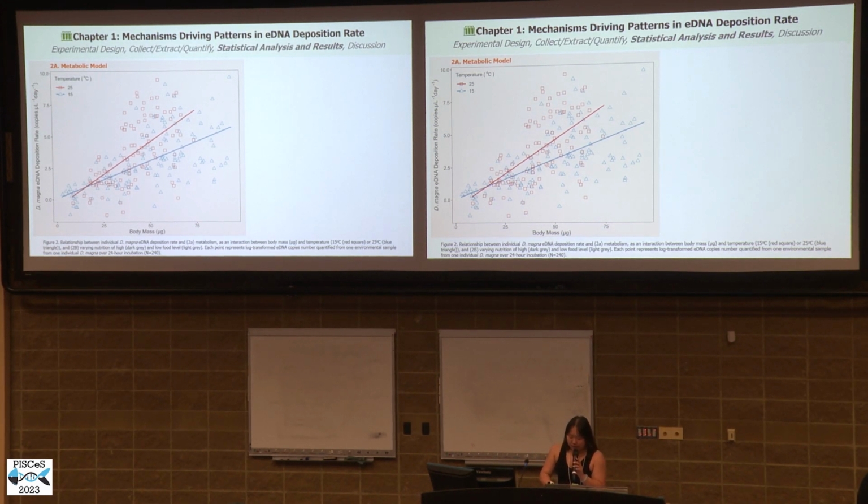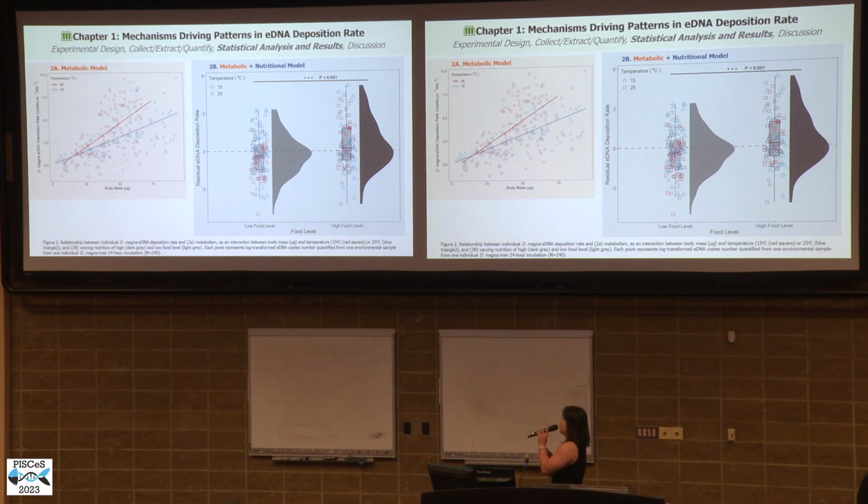And then when we take the residual and plot it against different food levels, we see that individuals at high food level produce substantially more eDNA than they did at low food level, suggesting that feeding and waste excretion is likely the main source of eDNA, at least in our system.